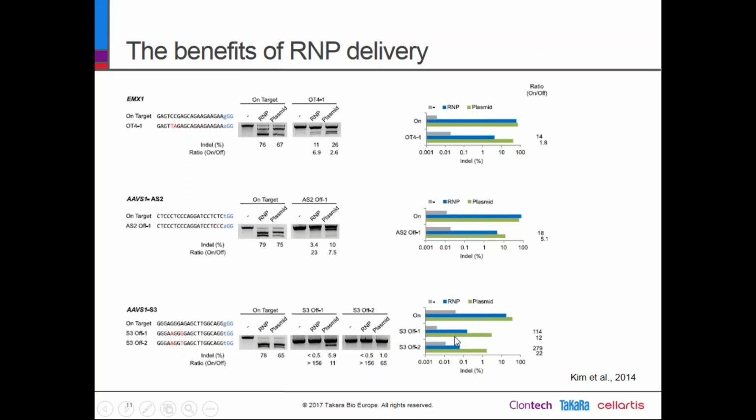The authors also used deep sequencing of the on-target site and the off-target sites to have a better quantification of the on-off ratio. When you look at these numbers, RNP delivery is in blue, plasmid in green, and you can see that the ratio of on- versus off-target is much higher when using RNP delivery compared to plasmid delivery. Here we have 14, 18, and even 114 or 279 versus 1.8, 5, or 12.